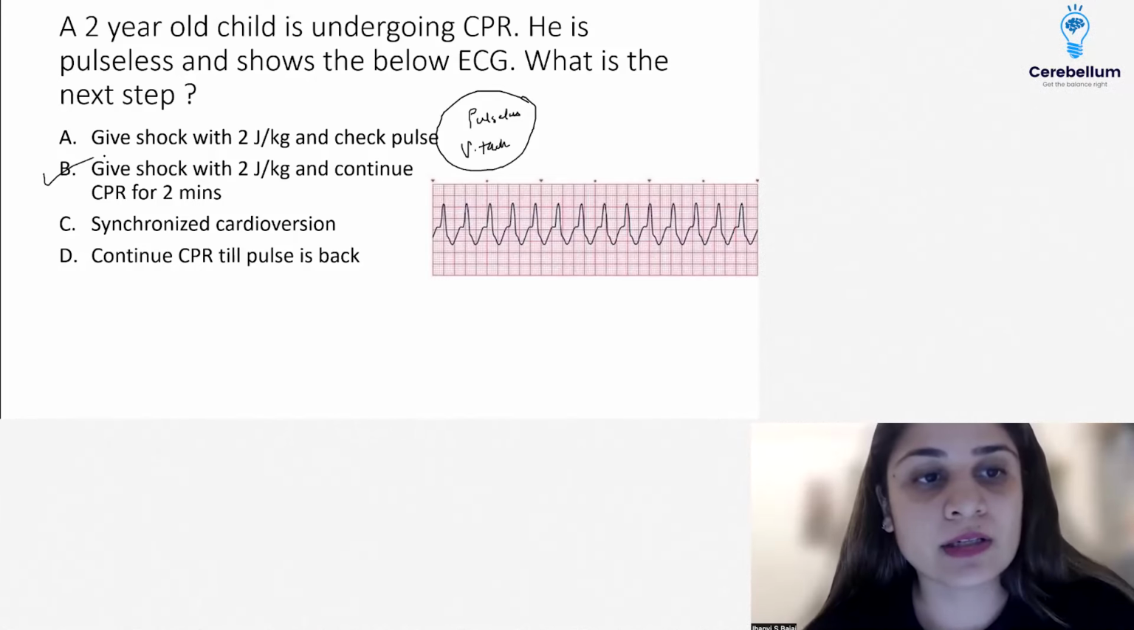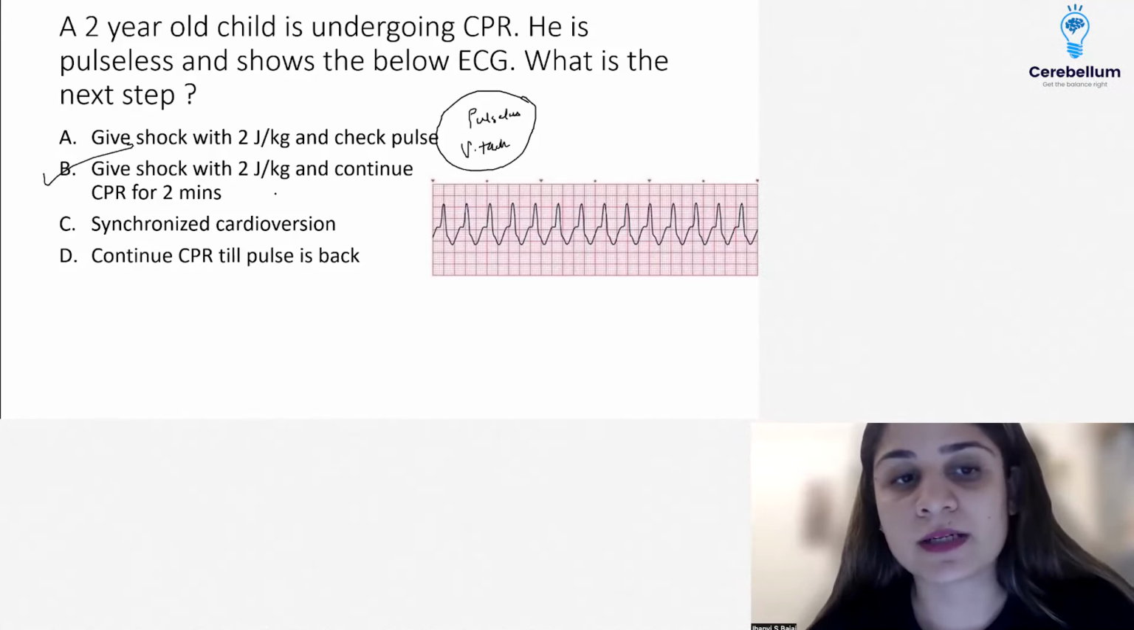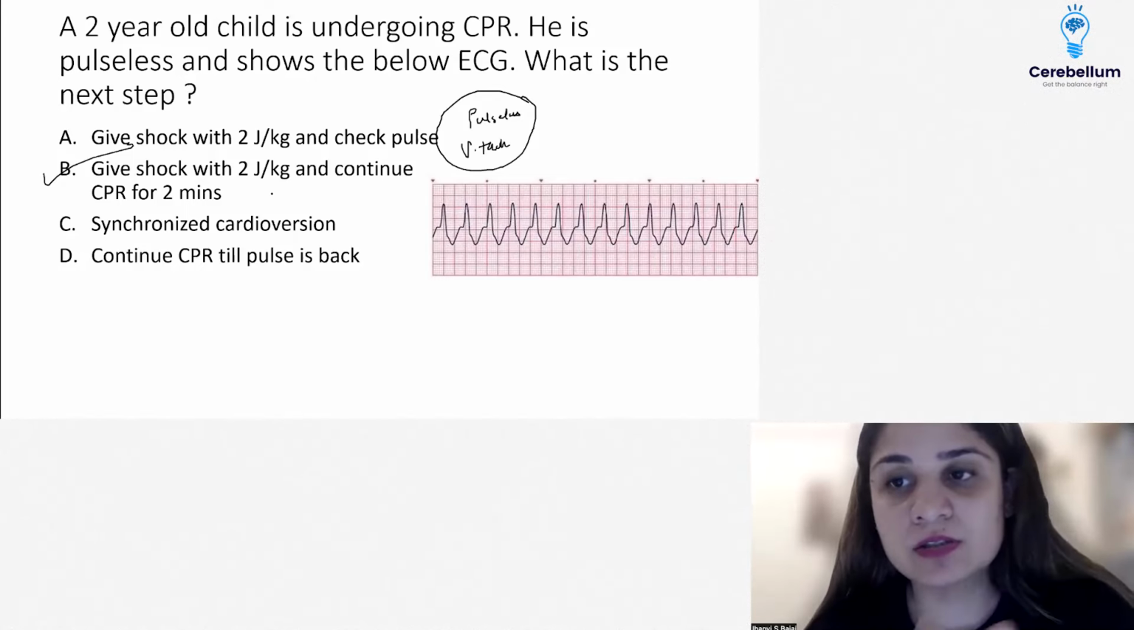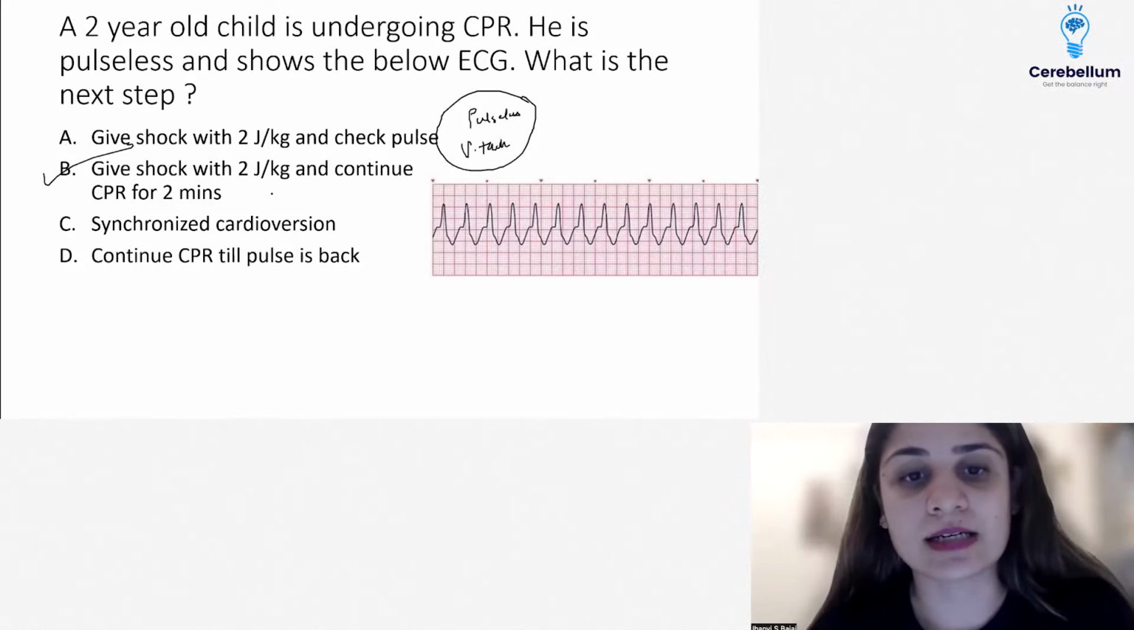So if we go over here, option B, give shock with 2 joules per kg and continue CPR for 2 minutes is absolutely right. Synchronized cardioversion is not given because this is a defibrillation rhythm. This is a cardiac arrest rhythm.